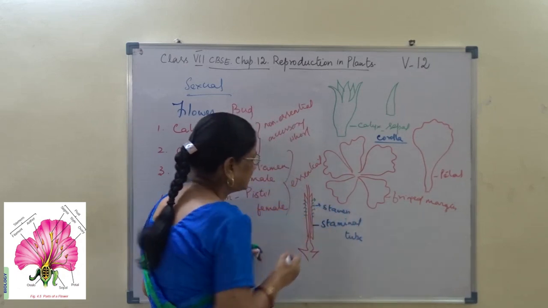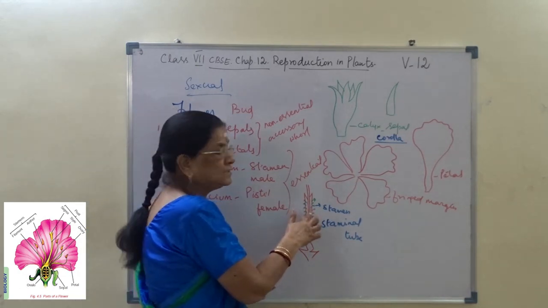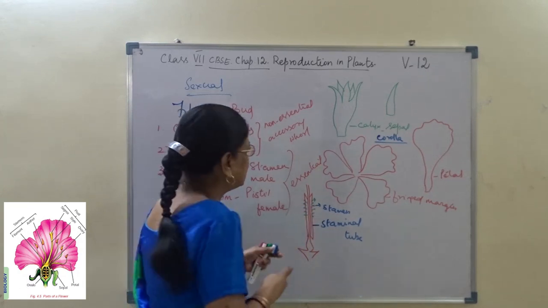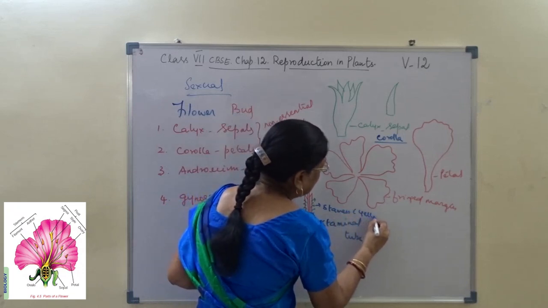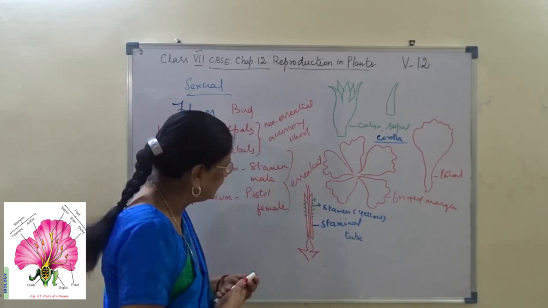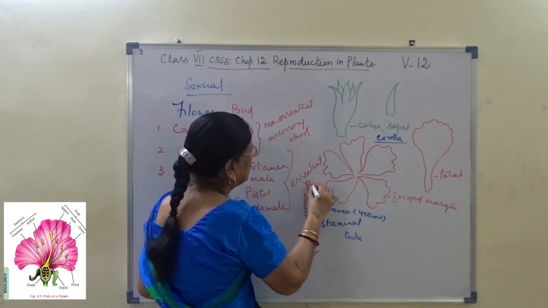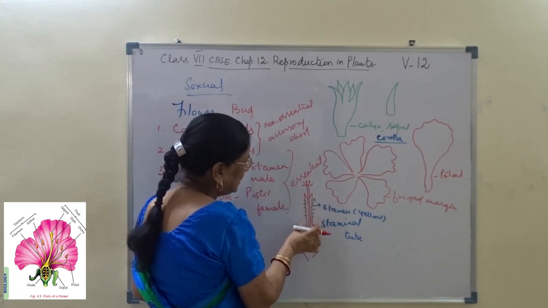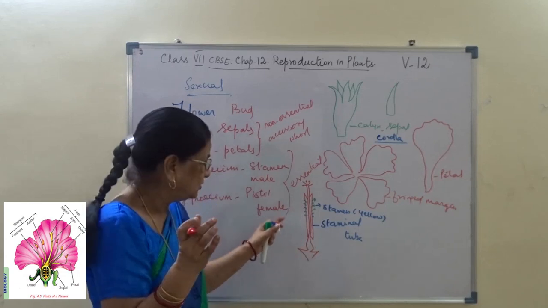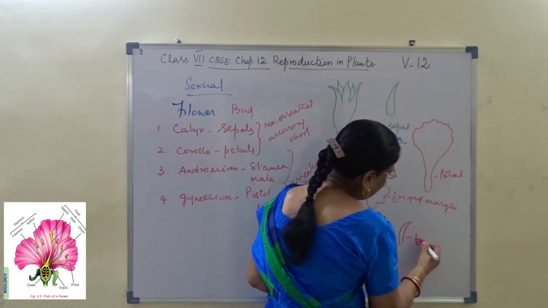In hibiscus, the stamen is yellow in color. It is enclosing the gynoecium. So this staminal tube is covering the gynoecium. This androecium is formed of a stalk called the filament and a cap-like anther.